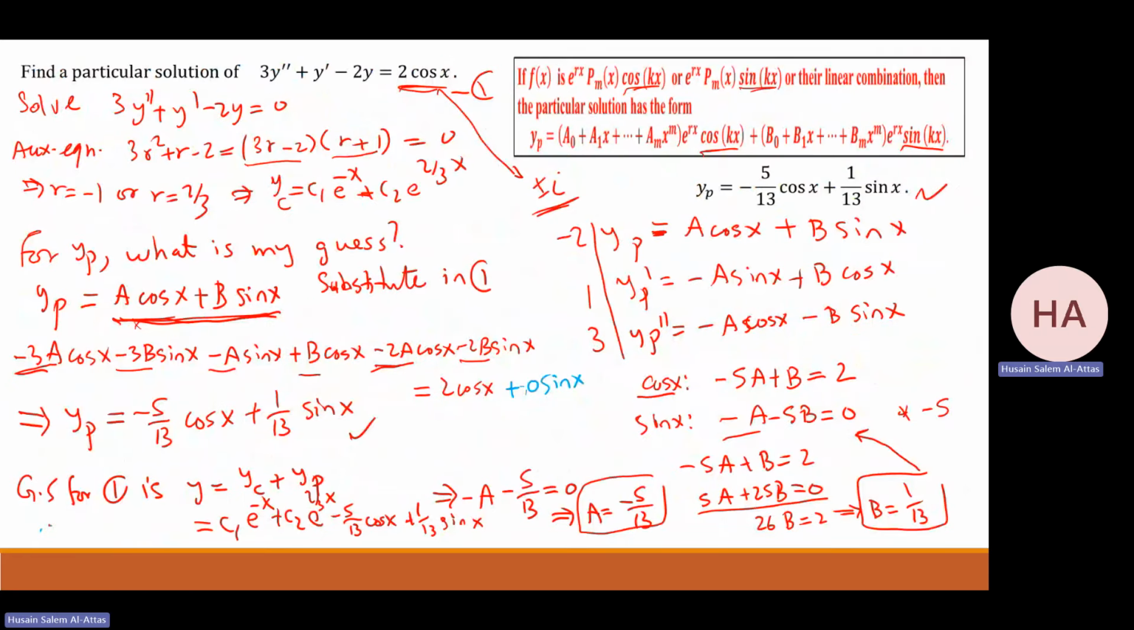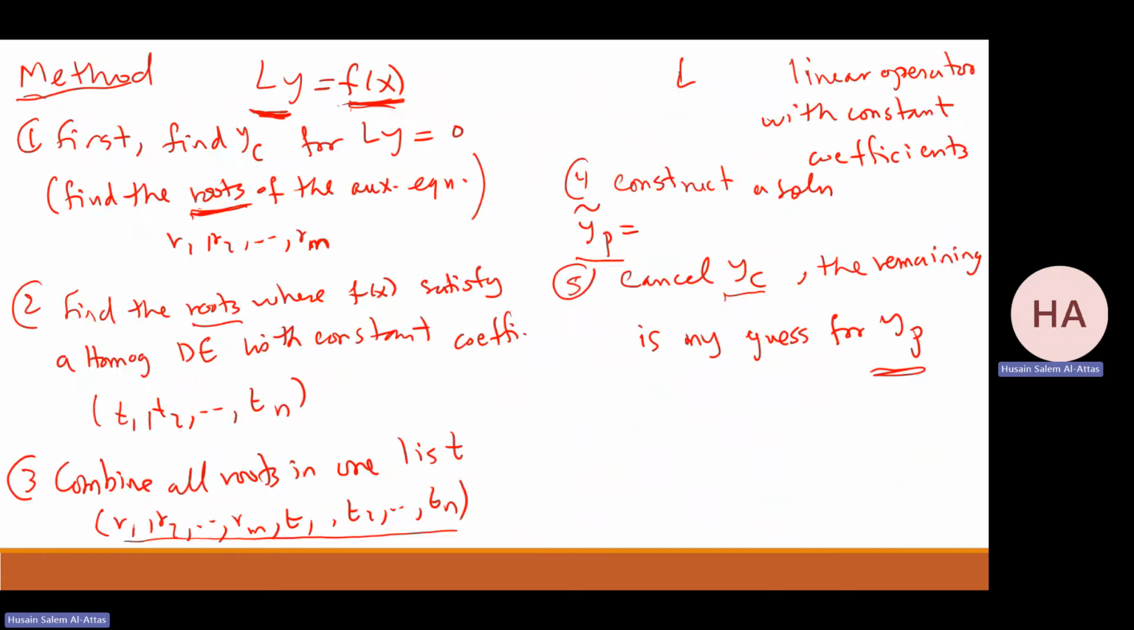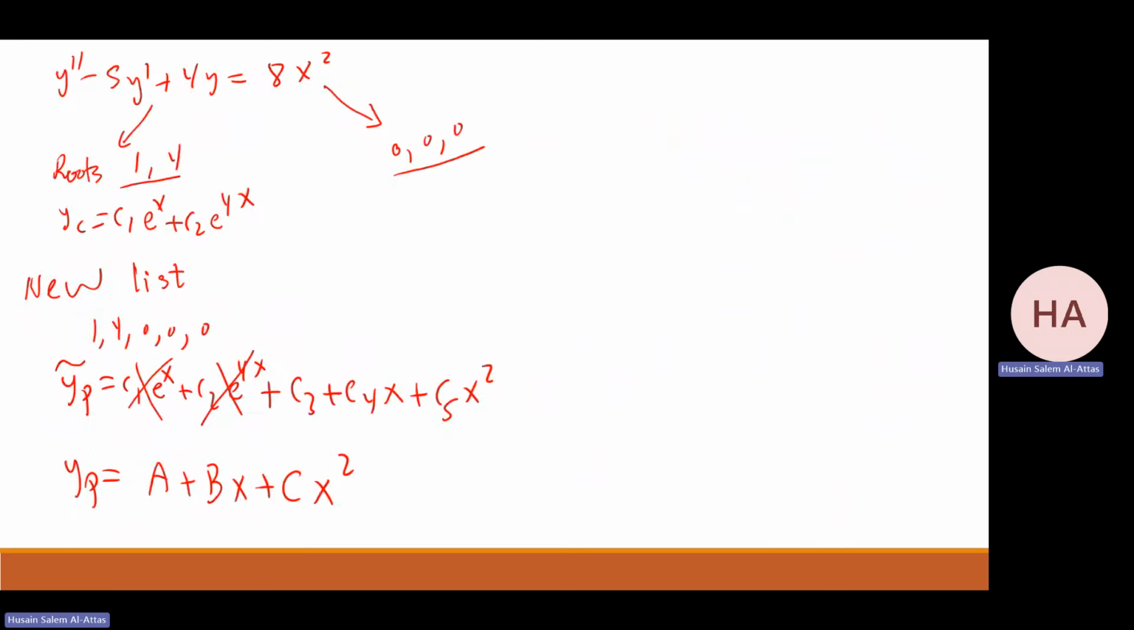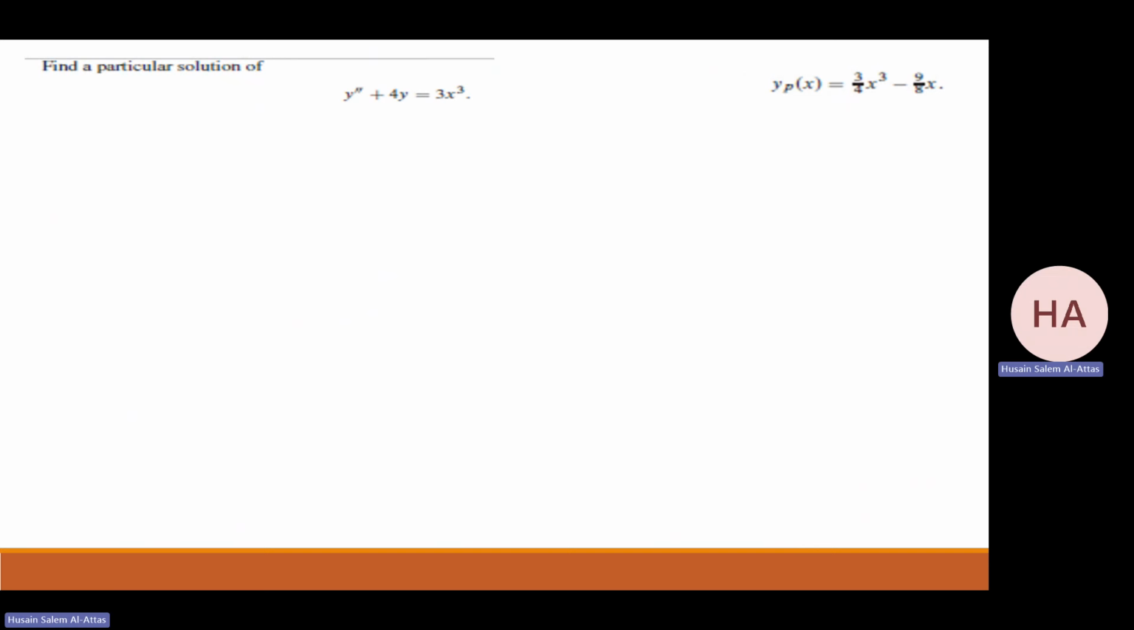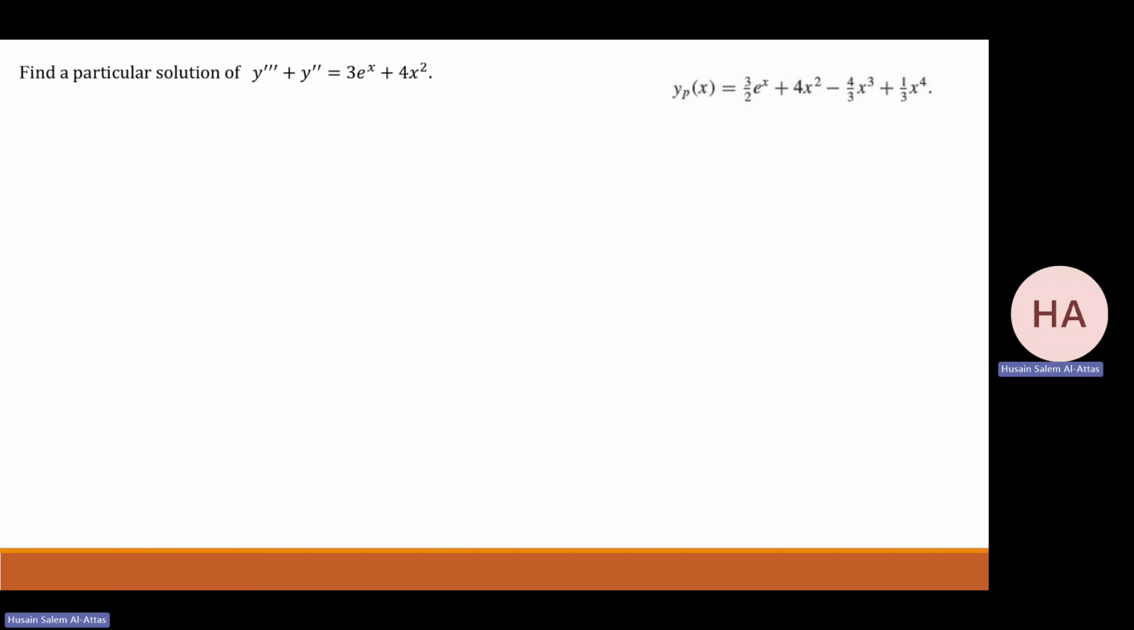So this method will work with all cases. So I think this is what I will do in the next examples. Find the particular solution, then I will do these ones. We'll check, is there duplication or not? Okay, let me do it.